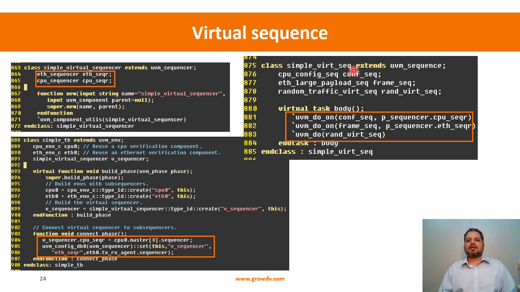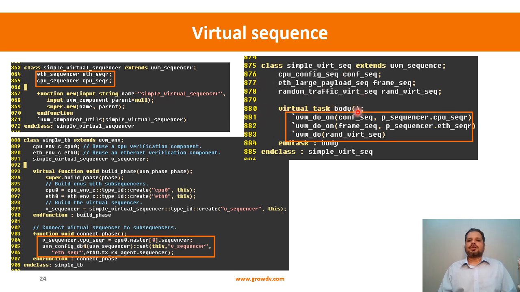So we have a simple virtual sequence which extends from uvm_sequence. Again, note that it's not parameterized with any request or response sequence items, because it's not going to lead to the creation of any of its own sequence items. So we have the CPU config sequence, an Ethernet large payload sequence, and some random traffic virtual sequence, right? So we have a bunch of other sequences.